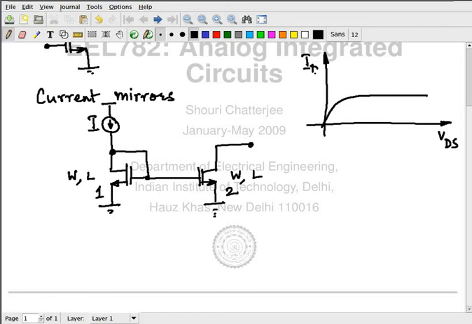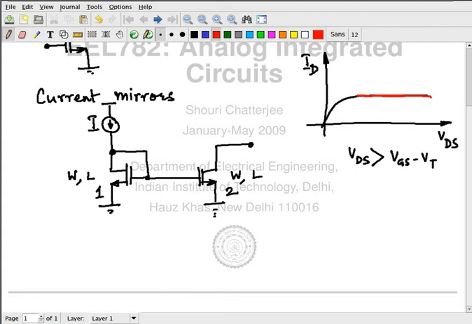what's the condition for the flat region? VDS is greater than VGS minus VT. Now if VDS is equal to VGS, and VT is greater than 0, which is usually the case, this relationship is automatically satisfied because of the way I've arranged my circuit. So what does that mean? That means that I am in the saturation region in this flat area. At least MOSFET number 1 is in the flat area.